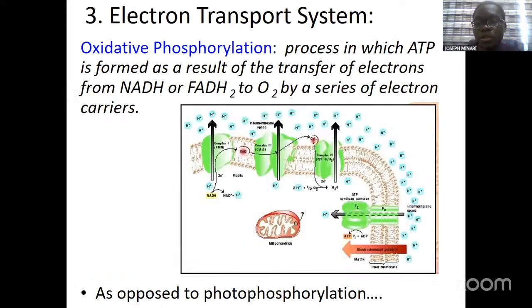So here we have the electron transport chain and also oxidative phosphorylation. Oxidative phosphorylation is the process in which ATP is formed as a result of the transfer of electrons from NADH or FADH2 to oxygen by a series of electron carriers. We can see them in complex 1, complex 3, complex 4, and also the enzyme here that helps in the production of ATP.